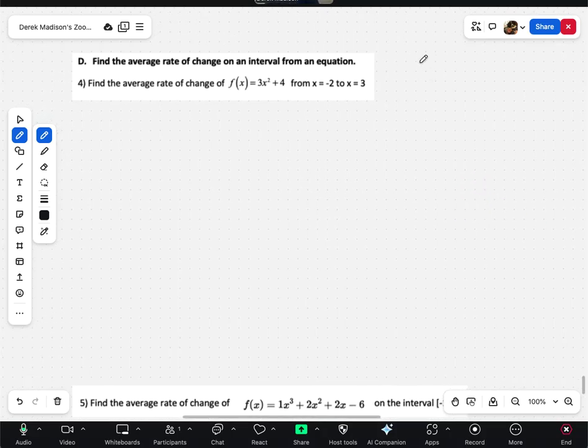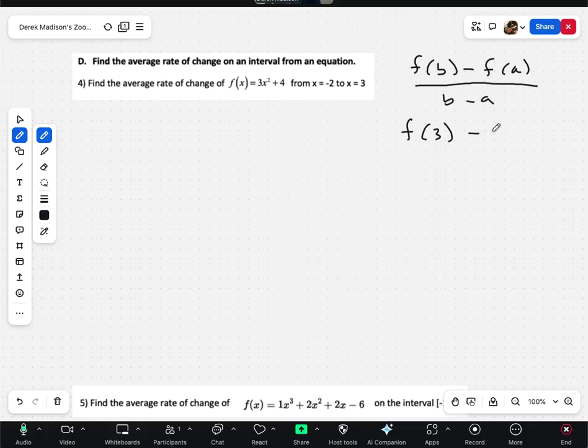And that formula, let me copy it down right here. It's f of b minus f of a over b minus a. And again, that's just saying the second y value minus the first y value, y2 minus y1 over x2 minus x1, but just in interval notation. So what this is asking us to find is essentially f of 3 minus f of negative 2 over 3 minus negative 2. And this is, again, just our change in y. We just have to figure out what those values are. And then there's our change in x.